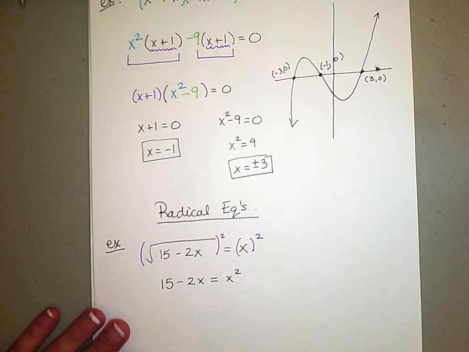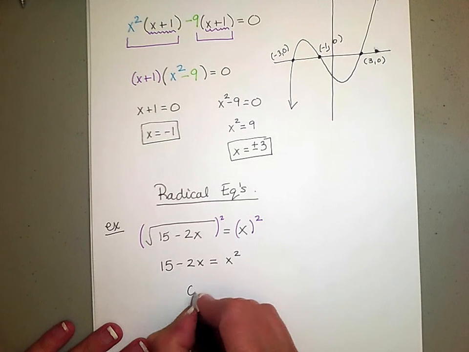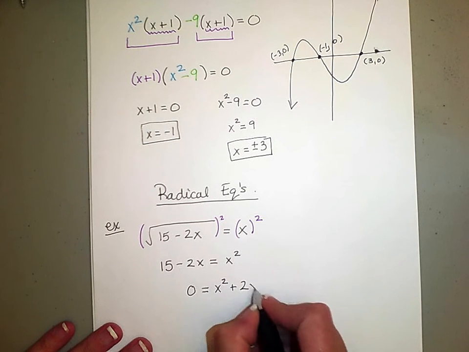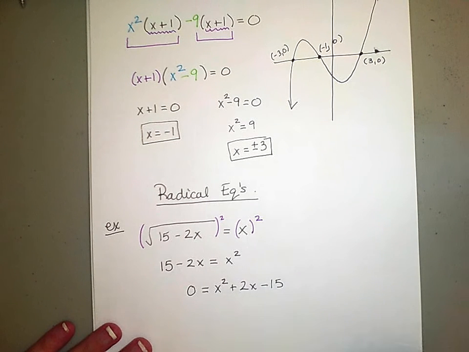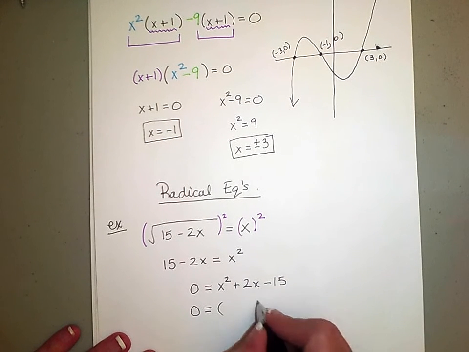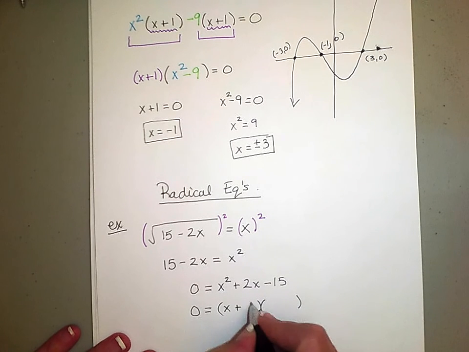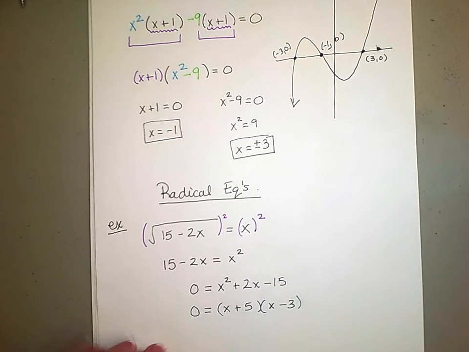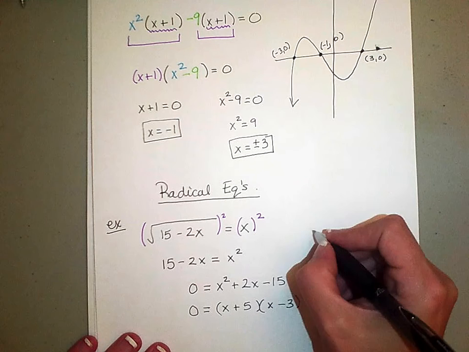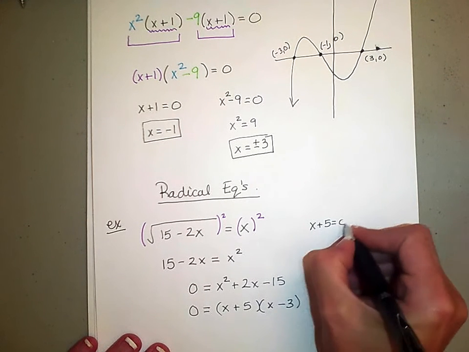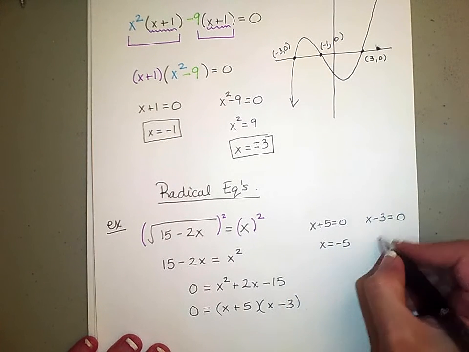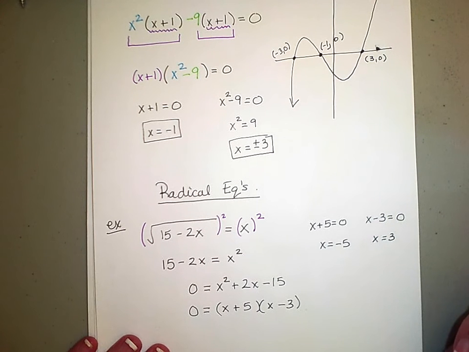And now this is just a quadratic equation that we know how to solve. I could move everything over. X squared, I'll add 2 x's and subtract 15 from both sides. And now we can use any of our methods to solving. I think this one will factor: x plus 5, x minus 3. Okay. And now that it's factored, I can see then either the first factor is equal to 0 or the second factor is equal to 0. So either x is equal to negative 5 or x is equal to 3.